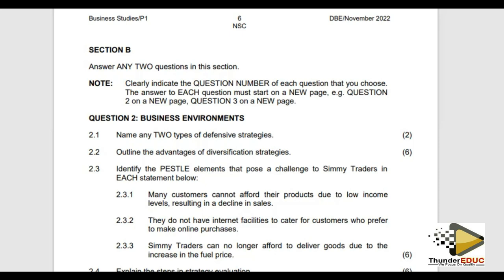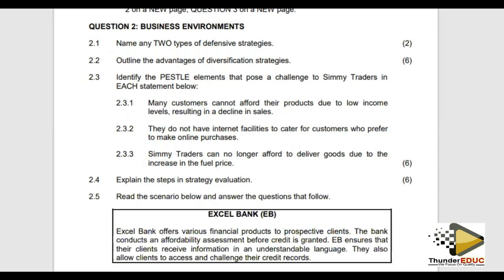Okay, so now let's check 2.1. Name any two types of defensive strategy. Before you can come up with a type of defensive strategy, you must know the meaning of defensive. Under which circumstance should the business defend itself? It means the business can defend itself when it is going down. And how can we say the business is going down? When the business is not generating enough profit. And remember, when you talk of the success of the business, in most cases we pay attention towards the generation of profit.